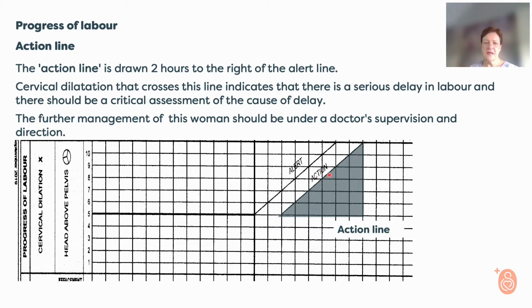So again, the patient should be referred to a hospital if she's not in a hospital already, or the doctor should be informed about the slow progress of labor, and action should be taken. Action is not necessarily a cesarean section. Action can be, for example, augmentation of labor, depending on what might be the cause for this slow labor.